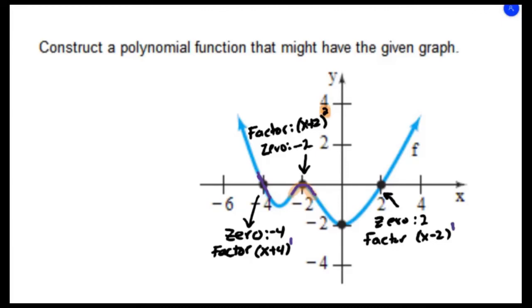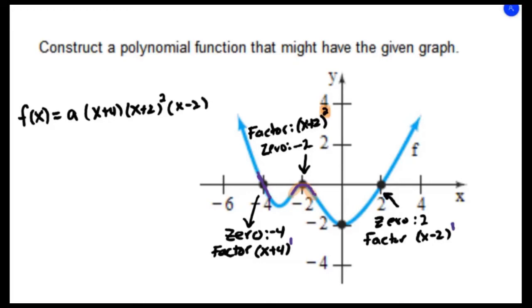So when I'm forming my polynomial function, it could have the coefficient of a, which we don't know. We do know it's going to have a factor of x plus 4, a factor of x plus 2, and we're going to say it has an even number of factors because that 0 has an even multiplicity. And then we have a factor of x minus 2.